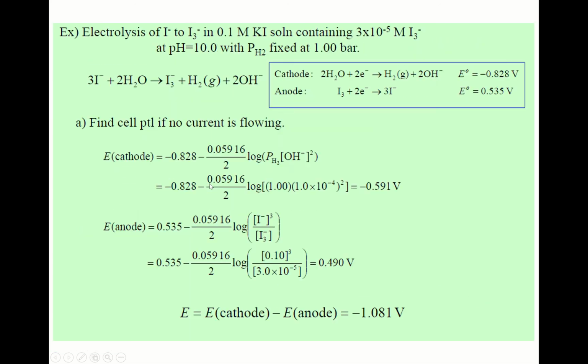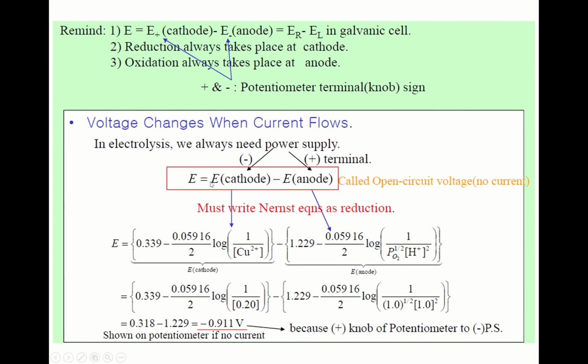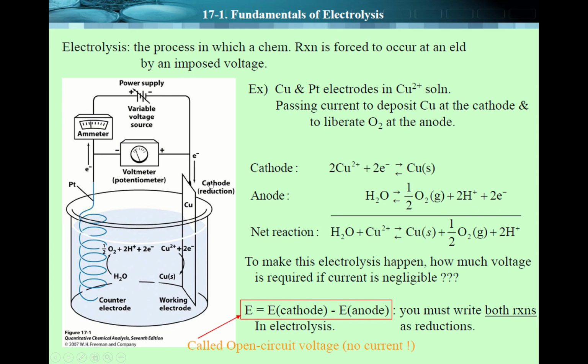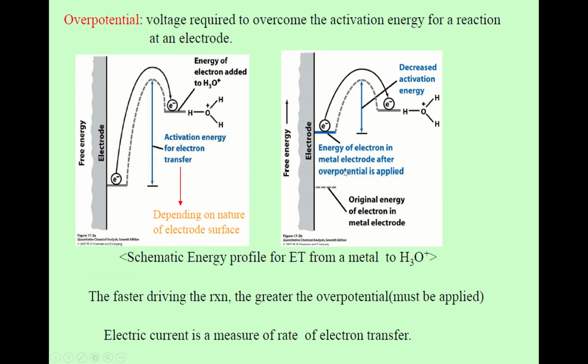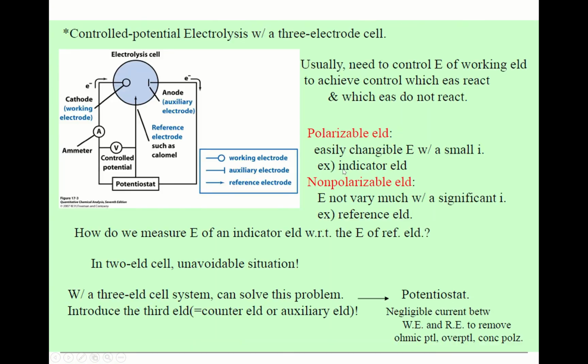In a two electrode system you need this power supply, a variable power supply. By changing the dial, you can control the voltage. But in actual experiments, I would say more than 99% of labs in the world use this three electrode system, using a potentiostat. Okay, why? Let me explain.